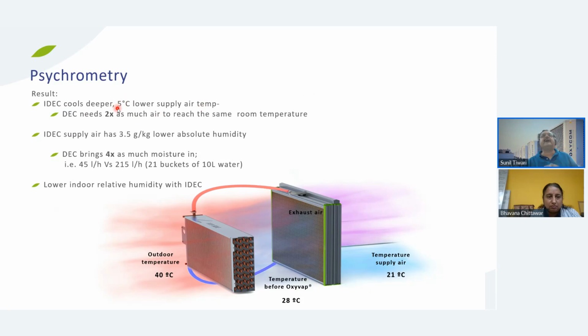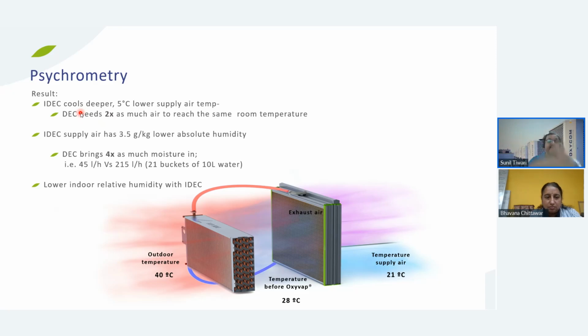So if you're using an IDEC, a two-stage, it is cooling 5 degrees centigrade more. That means you can do the cooling against a particular heat load with a lesser amount of air. So with IDEC, if you are doing X, with direct evaporative cooling you need to provide almost 2 times the air. So you have to put in much more air, double the air, to reach the same room temperature. Of course, its absolute humidity is low, as we talked about. But what does it mean? It means, first of all, I am putting in double the air from DEC, which already has a higher level of moisture per kg of air.